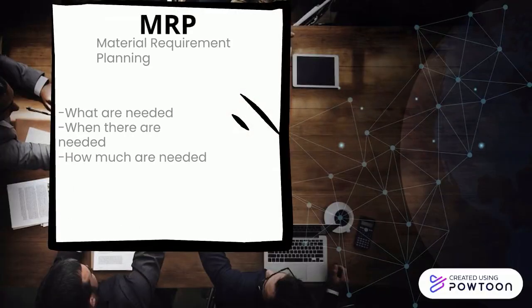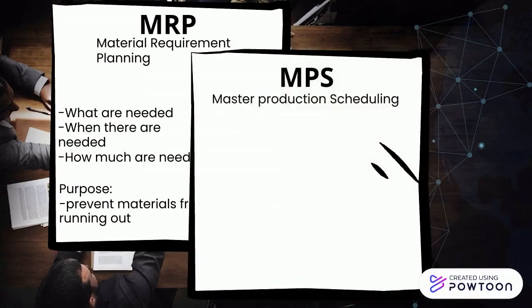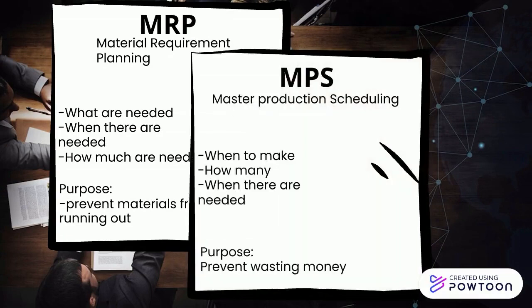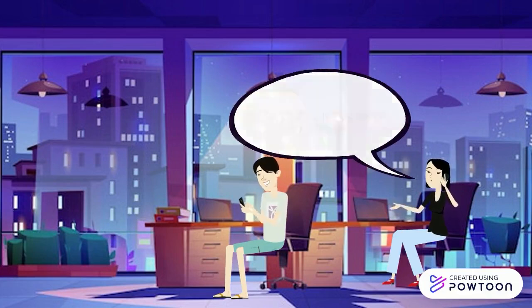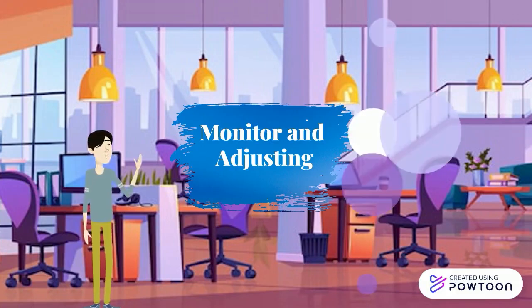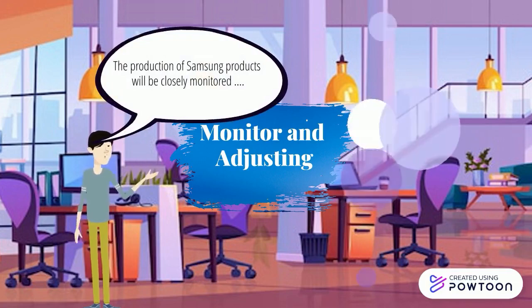MRP, which is Material Requirement Planning, asks these questions: what is needed, when it is needed, and how much is needed. MPS, which is Master Production Schedule, asks these questions: what to make, how many to make, and when to make. The Samsung products are then closely monitored and adjusted in the case of any errors during the production. This will decrease the number of unwanted goods being produced.